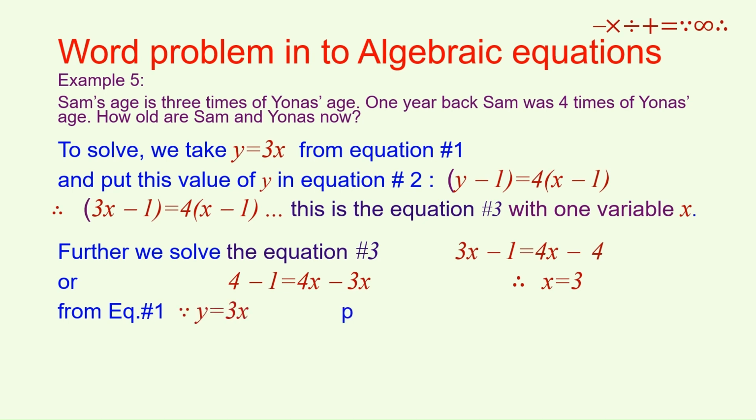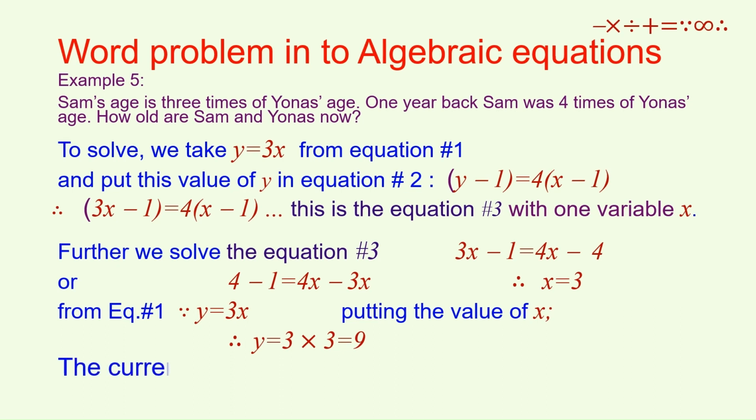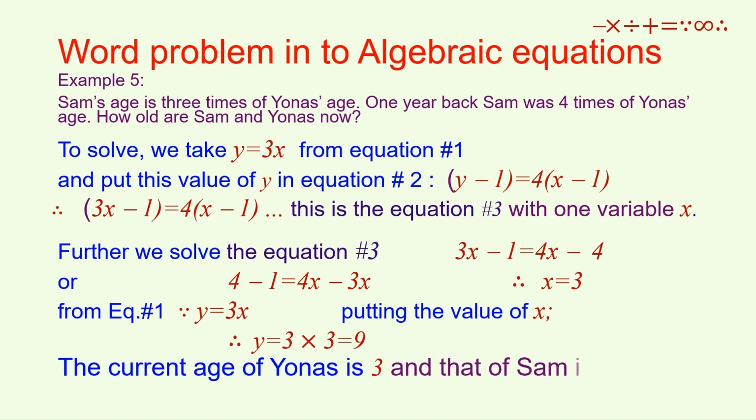3x minus 1 is equal to 4x minus 4. Or, 4 minus 1 is equal to 4 times x minus 3 times x. Therefore x equals 3. Since y equals 3 times x, putting the value of x, y equals 3 times 3 equals 9. The current age of Yona is 3. And that of Sam is 9.